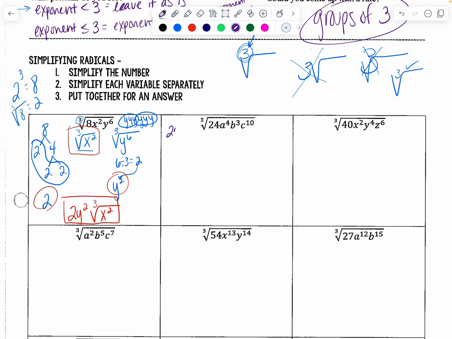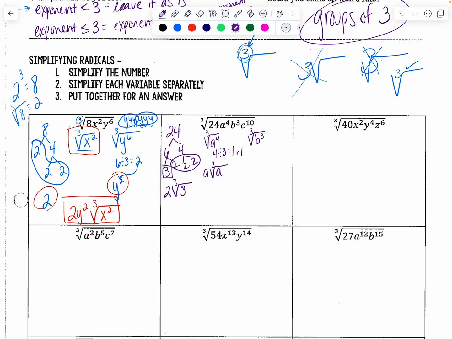All right, let's try another one. We have 24. So if I do 6 and 4, now I have a group of 3 2's. So that goes on the outside, and my leftover 3 stays under. Now, cube root of a to the 4th. If I take 4 divided by 3, that's 1 with a remainder of 1. So this would be the cube root of a.